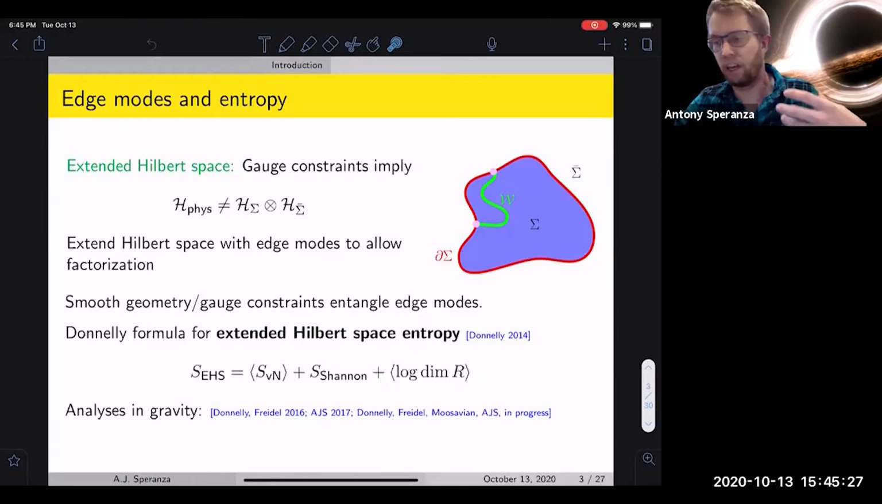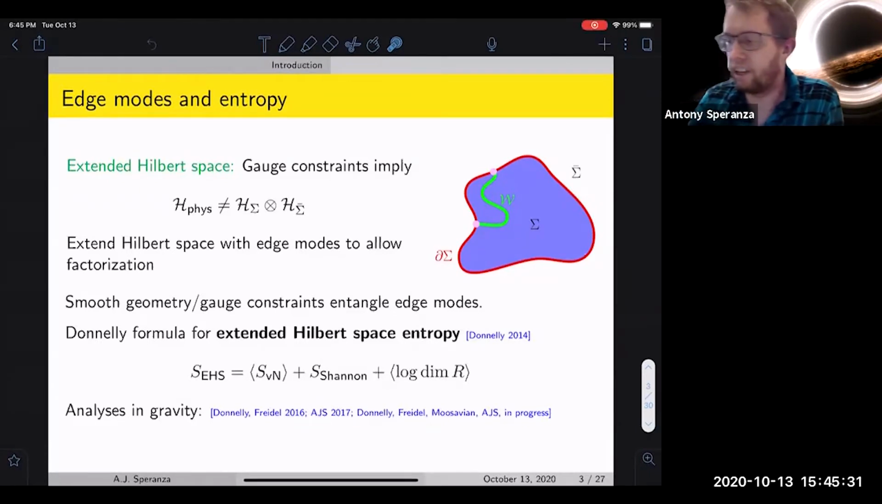They appear as a way to allow a non-factorizable Hilbert space to factorize, and the entanglement between the extra degrees of freedom that you introduce to make it factorize can contribute to the entropy. Just to point out, this formula is most rigorously defined in gauge theory, and in particular probably lattice gauge theory. But there's been some analyses on what you do with gravity. It's a little more complicated because the symmetries are more involved, but there was this nice work by Donnelly and Freidel talking about how you do it classically.